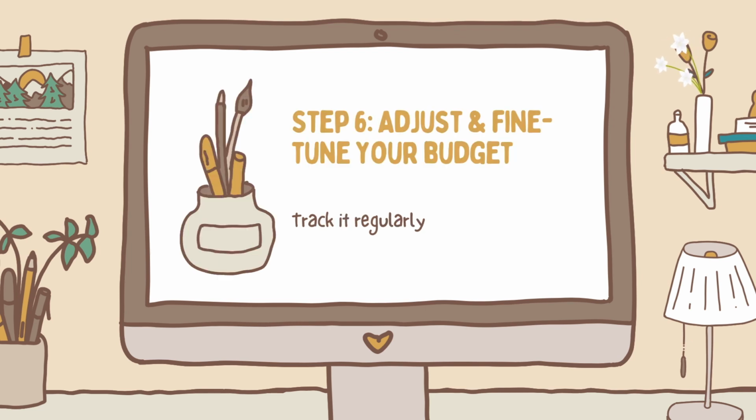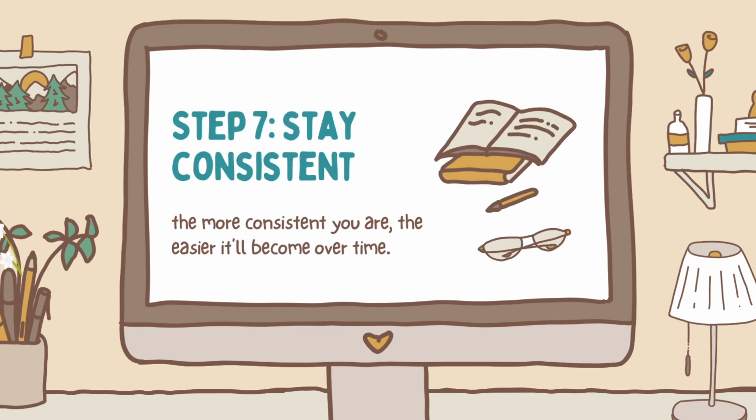Step 6, adjust and fine-tune your budget. Once you've got your budget set, it's time to track it regularly. But here's the thing, life happens, unexpected expenses will pop up, and that's okay. The important thing is to adjust and fine-tune your budget as needed. If you find that you are spending too much in one category, you can shift some funds around from another category to make sure you stay on track. Flexibility is key.